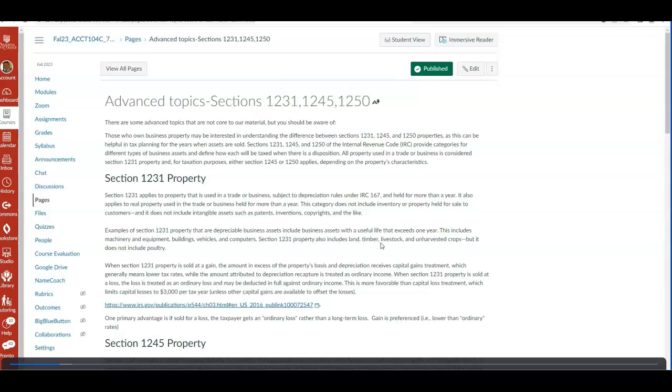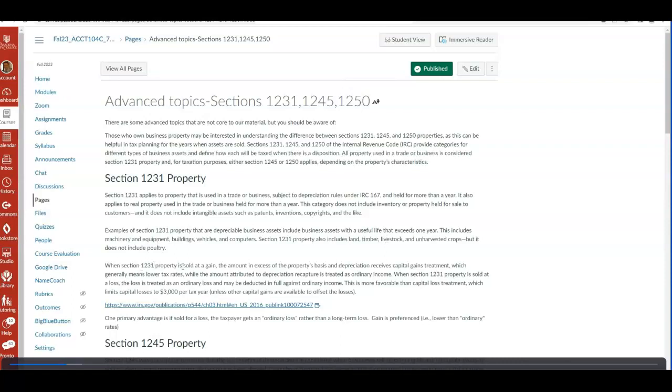Also includes land, timber, livestock, and unharvested crops, but it does not include poultry. Poultry is not included. And here we say unharvested crops, because the moment the crops are harvested, they become inventory. Make sense? But as long as it's not harvested, it's still part of Section 1231 property. Even livestock is Section 1231 property.